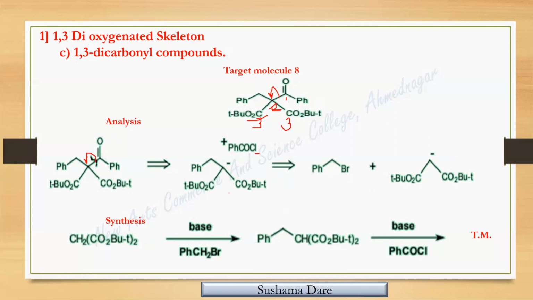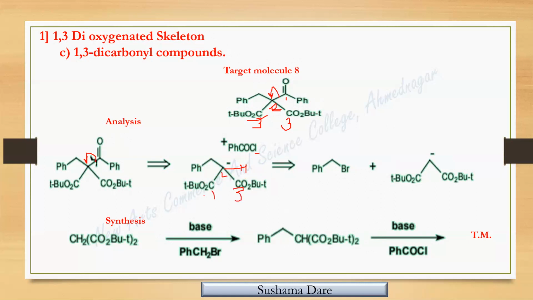Now what is the next disconnection? What is the synthetic equivalent for this synthon? As for this negative charge, you simply place the hydrogen. So this is the synthetic equivalent for the negative synthon. What is the next part? Now in this case, it is a 1, 2, 3 dicarbonyl compound. So this way also it is 1, 2 and 3.